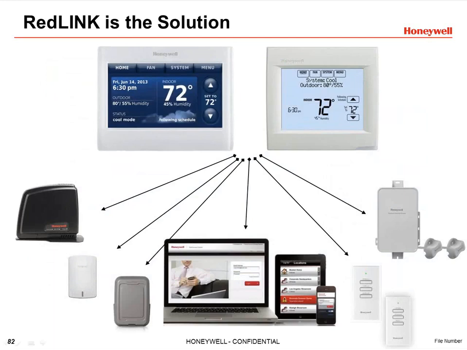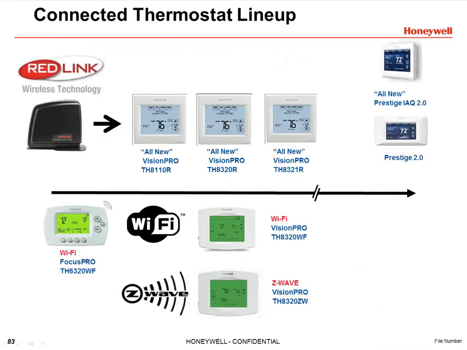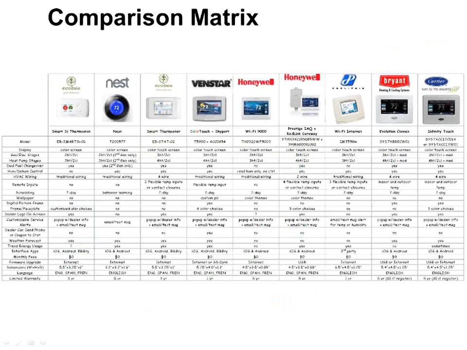So I think that Redlink is a great solution, mainly because there's a lot of different things you can do with it. But Wi-Fi is a great lower cost option. Here's a quick lineup. We start with Focus Pro, we go into the Vision Pro, and then we get into the Prestige. Either way you're going, it's just, do you want to go Redlink or Wi-Fi? And I'm going to hand it over to Ryan Hoger.